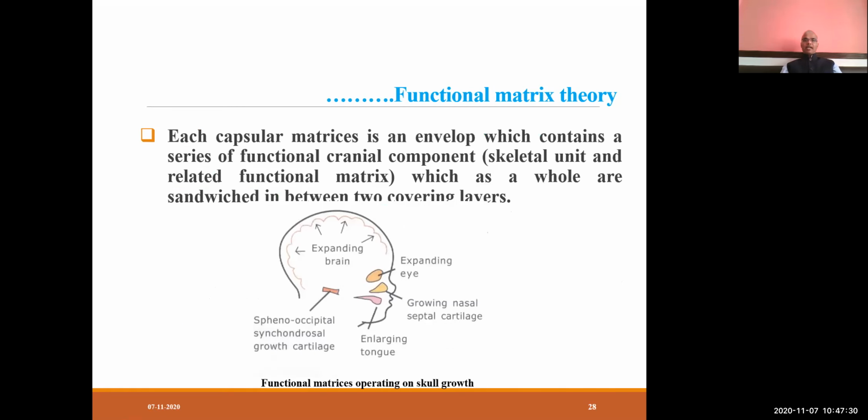So each capsular matrix is an envelope which contains a series of functional cranial components, that is the skeletal unit and related functional matrix, which as a whole are sandwiched in between the two covering layers. These are the functional matrices operating on this skull: expanding eye, expanding brain, sphenoid synchondrosis cartilage growth, enlarging tongue, growth of the nasal septal part.